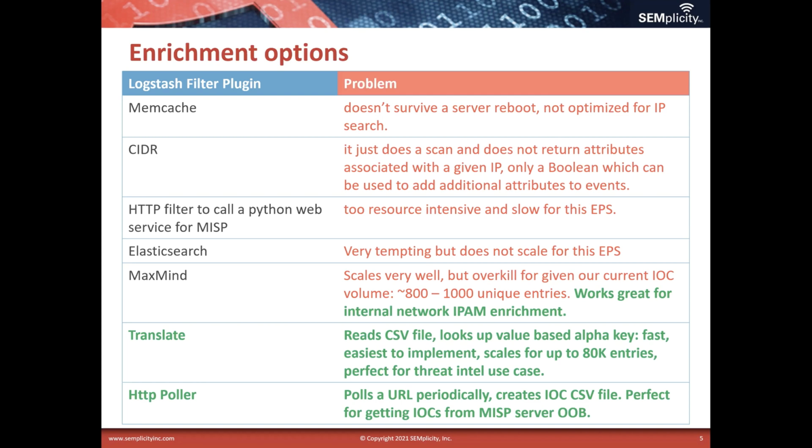And we figured out how to use that MaxMind not just for the geographical information about that IP, but we can also store anything else we like about it. So it is what we use for our internal IPAM information. But in our particular use case, we're only talking about 800 to 1,000 unique IOCs that we're looking for because we didn't want any false positives, and we'll describe that a little later on.